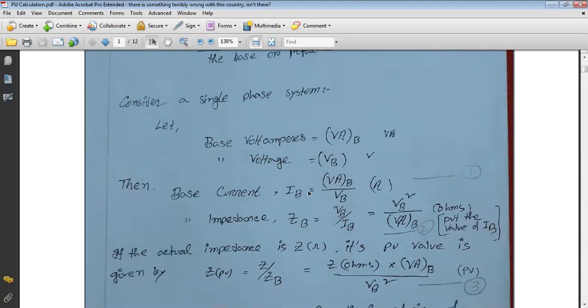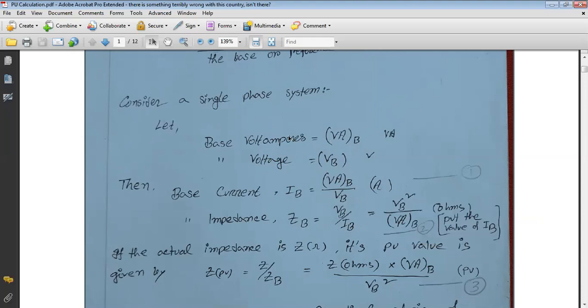Then the current I is equal to base power divided by base voltage, and this should be the base current. We know P is equal to VI, so I is equal to P divided by V. So the impedance ZB should be voltage base divided by current base. If we put the value of current base, that is volt ampere by voltage, then that should be voltage base square divided by volt ampere base. So this is actually a symbolic conception.